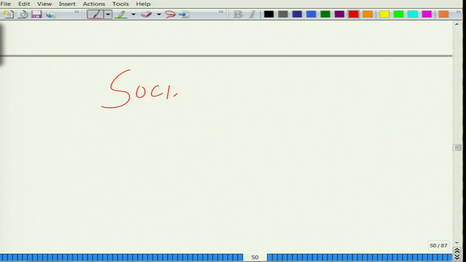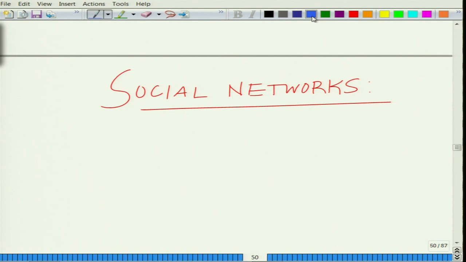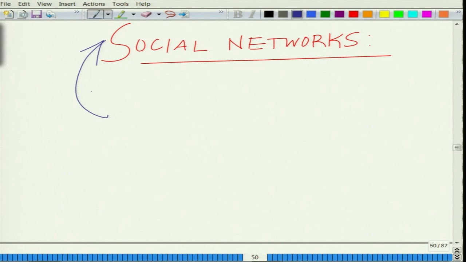This is a special kind of graph. We are going to look at an application of graphs, and therefore linear algebra, in social networks.